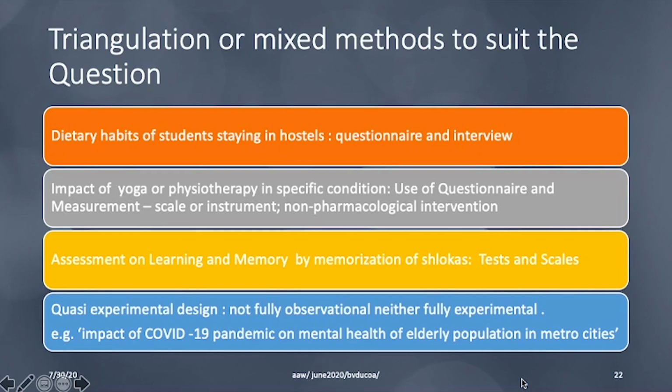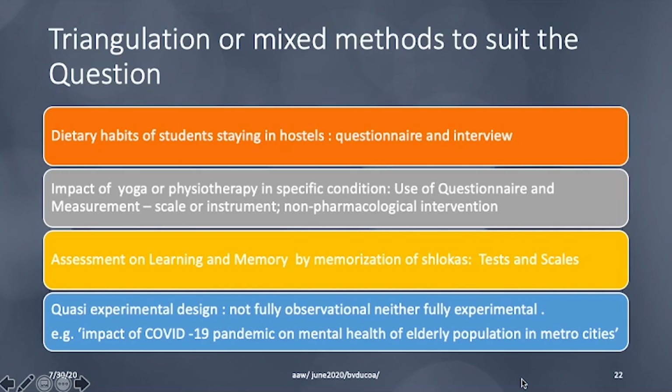So, for example, if we want to test dietary habits of students staying in hostels, we will use two tools, questionnaire and interview. If I want to check the impact of yoga or physiotherapy in a specific condition, I'll use a questionnaire and measurement with some instrument, some non-pharmacological technique, and then I will get better results. I mean, I'll be able to reach the true conclusion.